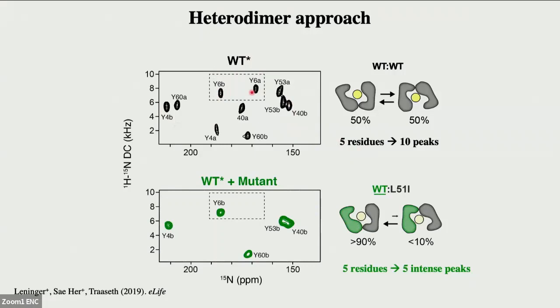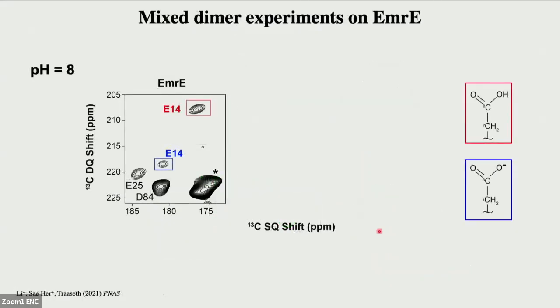But when we mix the wild type that was isotopically enriched with those same N15 threonines with the mutant, we can then affect this equilibrium constant such that we see 5 intense peaks in the spectrum. And those 5 intense peaks are due to the fact that we're really biasing this equilibrium toward one of the states. So we really wanted to apply this approach to trying to separate monomer A and B and assign protonation states to the 2 monomers within the EMRE dimer sample.